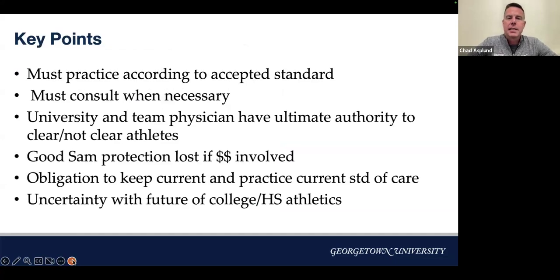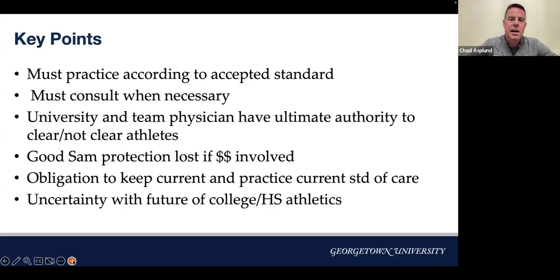So to summarize the key points we talked about: physicians must practice according to the accepted standard, and therefore you need to be up to date with what the accepted standards are. Must consult when necessary. If you have a complicated case and you're not a neurosurgeon, to protect yourself it's very helpful to bring a neurosurgeon on board to help you make that decision on those complicated cases. As we learned, universities and team physicians have the ultimate authority to clear or not clear athletes, and the courts have found in several cases that that's the case.